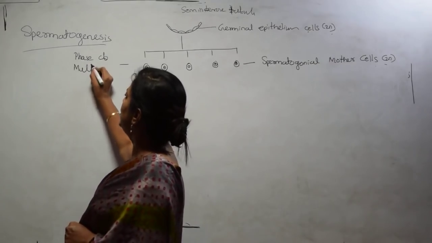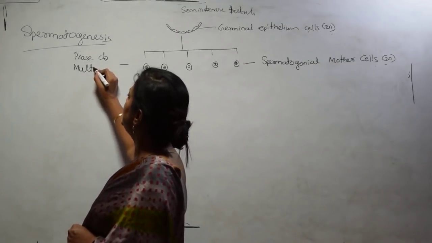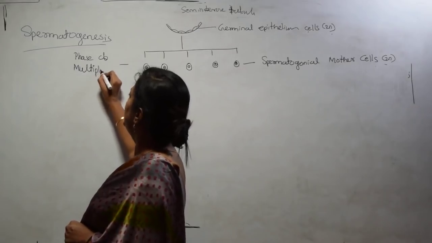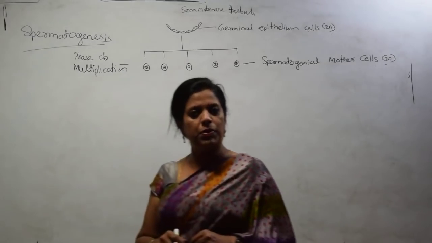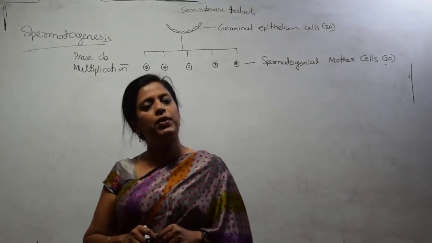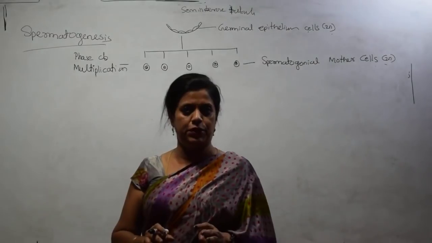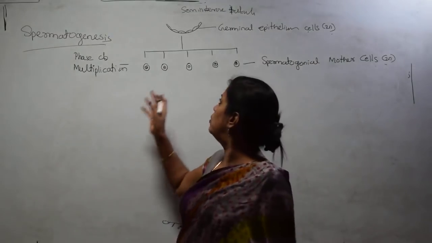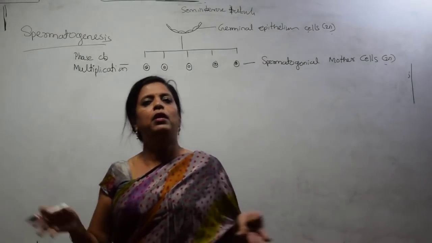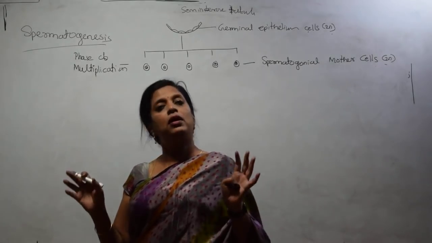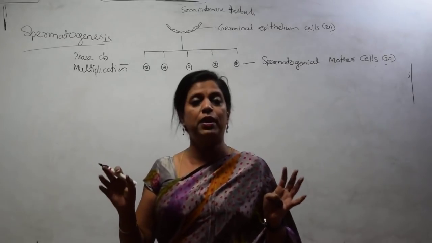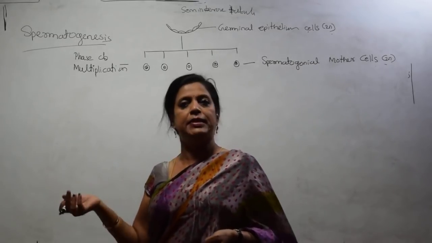Remembering these things is easy. Multiplication is happening where the germinal epithelial cells are undergoing multiple mitotic cell divisions. A number of cells are formed. I might have drawn only 5 or 6, but hundreds of cells are formed. They are called spermatogonial mother cells, or they are called meiocytes. They are going to undergo meiosis later.